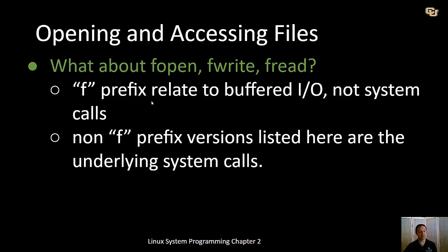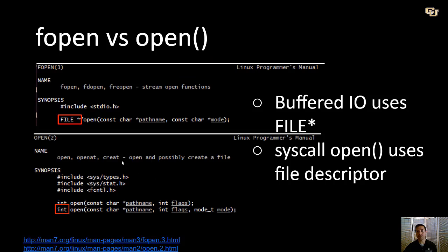So again, in this class, what we're going to be talking about is the interaction between user space and kernel space. F calls are one step above the system call level interface and interaction with the kernel. So there's another layer of buffering that's happening there. So those are useful. You would typically use them in programs, but we're going to talk about the open or the non-F prefix versions of file I/O, just because that's where the interaction is happening with the kernel. So the non-F prefix are the ones that are going to be using system calls.